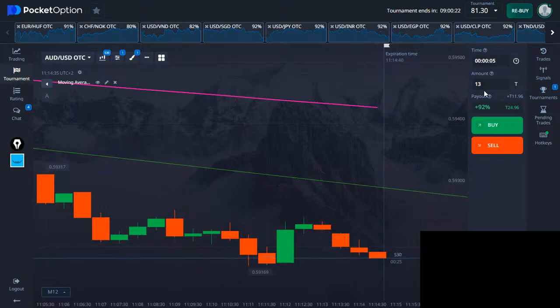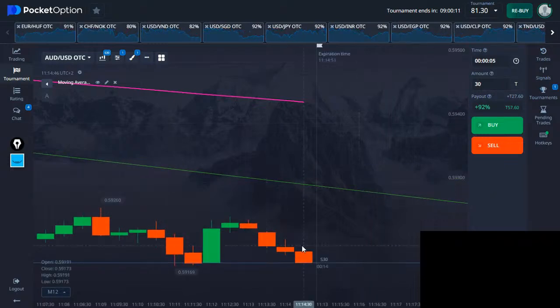Let's see, we have red here. Let me go 30. I'm late. I won't take it. I'm late. So my fifth trading amount is 30. This would have been a win. I was talking to you guys, so no problem.